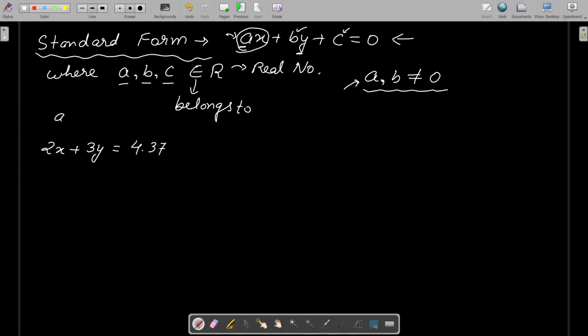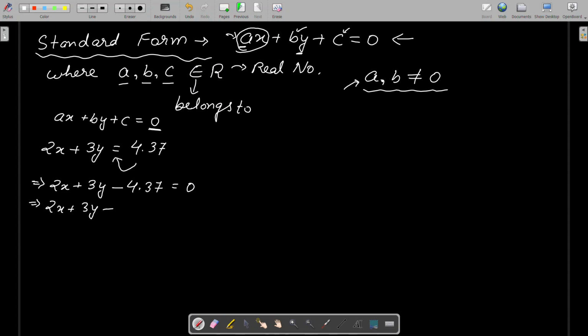So the answer is no, because the standard form is ax plus by plus c is equal to 0. So on the right hand side, we should have only 0. So what we do, we'll shift this towards this side. So we'll be getting 2x plus 3y, plus 4.37, moved to that side, becomes minus 4.37 is equal to 0. Now this can also be written as 2x plus 3y plus minus 4.37 is equal to 0.